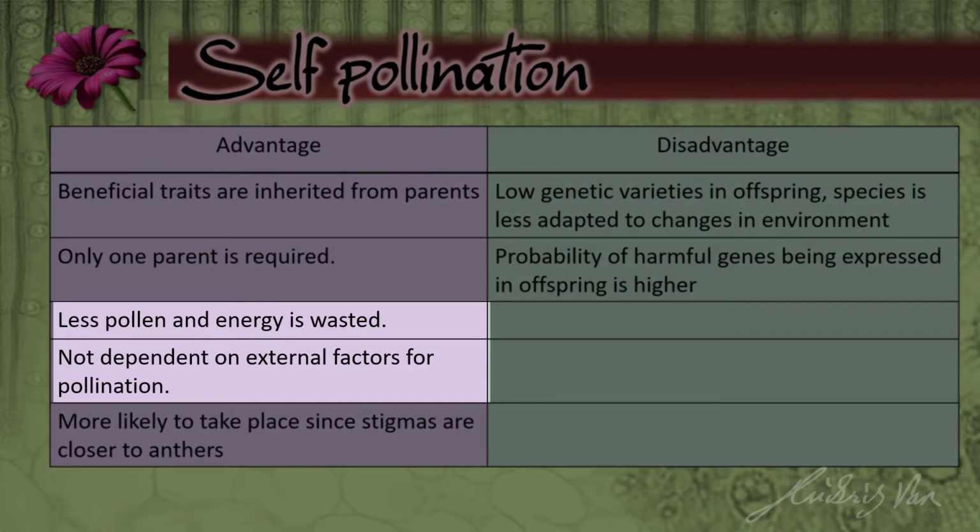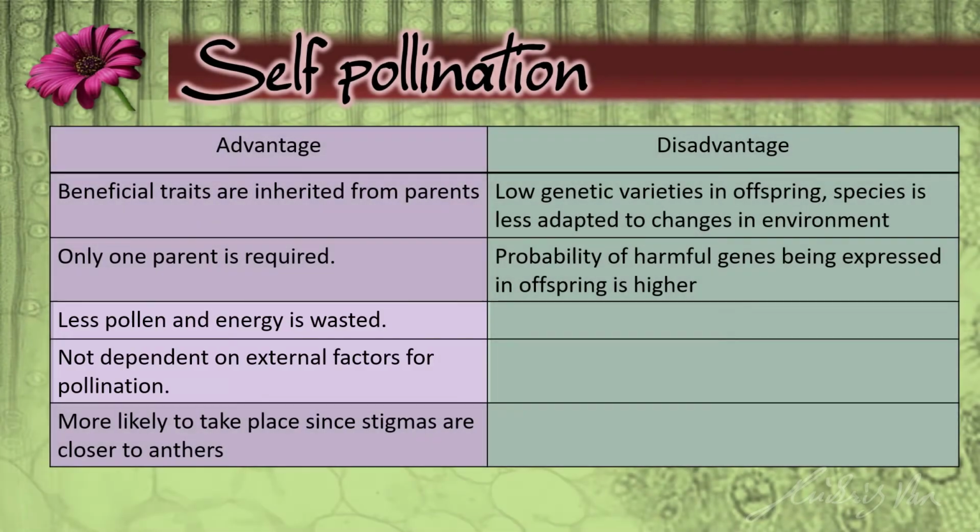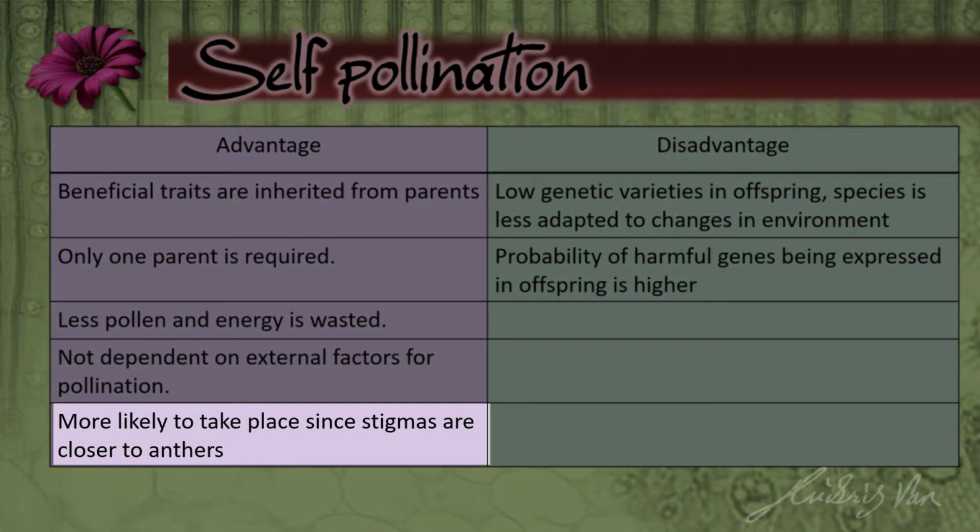And because it's self-pollination, the chances of successful pollination are higher. So less pollen grain and energy is wasted. It does not have to depend on external factors such as insects and wind. And it is likely to take place because of the close proximity of the stigma and anther.